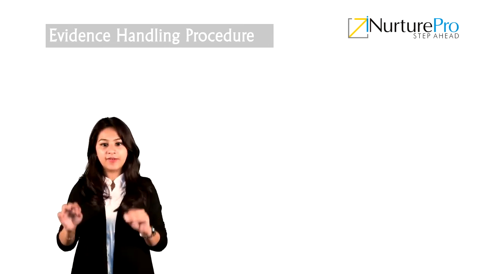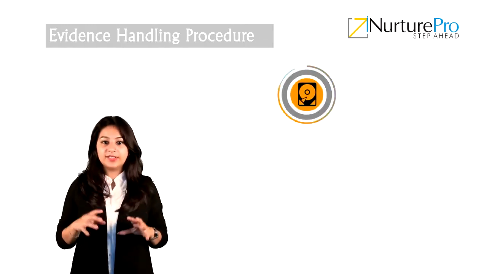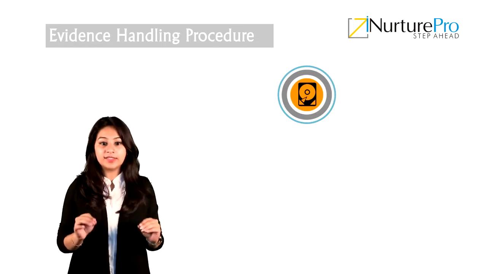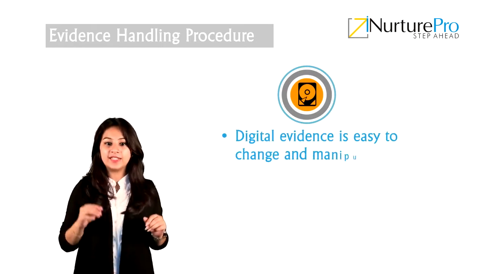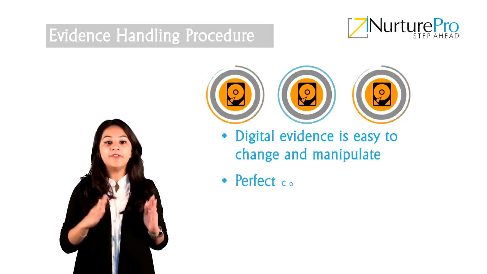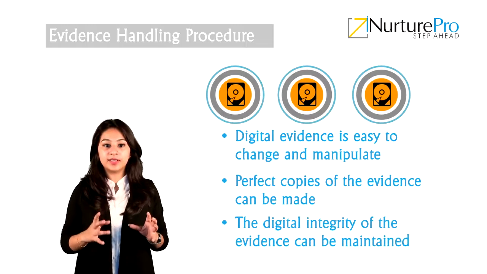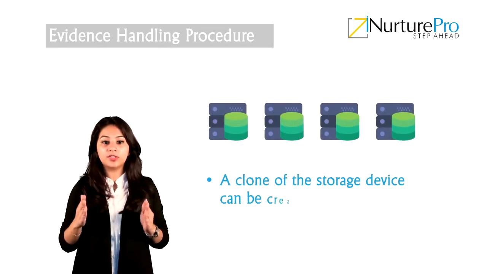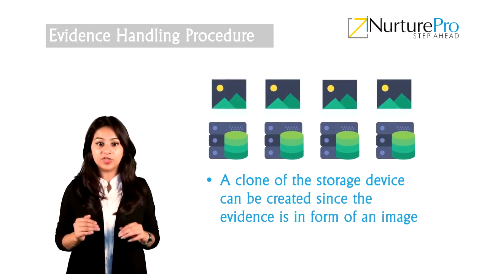Next, let us have a look at the properties of digital evidences. Digital evidence is different compared to physical evidence. Digital evidence has some unique properties. They are: digital evidence is easy to change and manipulate. Perfect copies of the evidences can be made. The digital integrity of the evidence can be maintained. A clone of the storage device can be created since the evidence is in the form of an image.